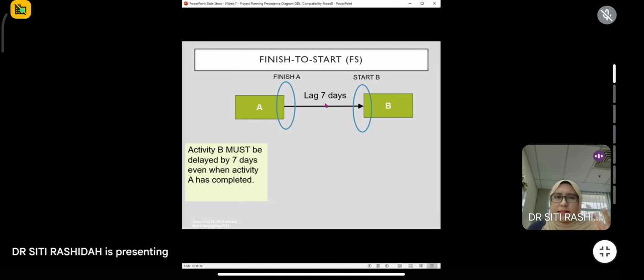B has been lagged by 7 days. Maksudnya di sini, B can only start after 7 days after activity A finish. Okay, maksudnya dalam kata yang lain, A kena habis dulu, tunggu 7 hari, baru B boleh start. Okay, so that is what it meant by 7 days dekat sini. Okay, kalau you nampak ada finish to start relationship 7 days, maksudnya A kena habis, tunggu 7 hari, B boleh start. Okay, so kenapa kita kena ada lag of this relationship?